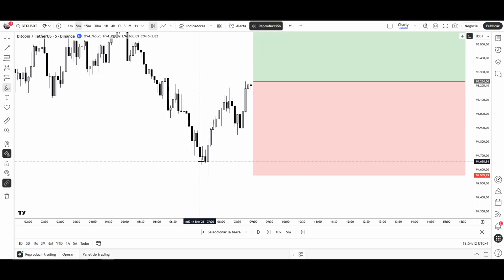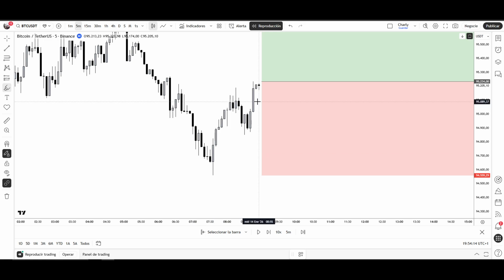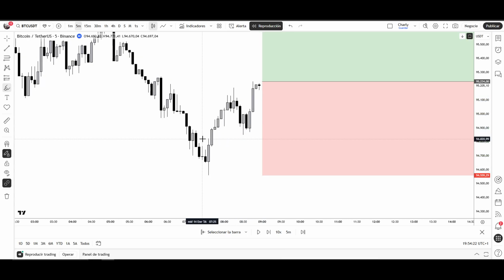Basically, your pre-market analysis. What do we have here? Clearly, right here is the opening of the session. We're coming from this bullish structure. This bullish structure is like this. We have this low, lower high, and lower low. That's basically the change of the trend.